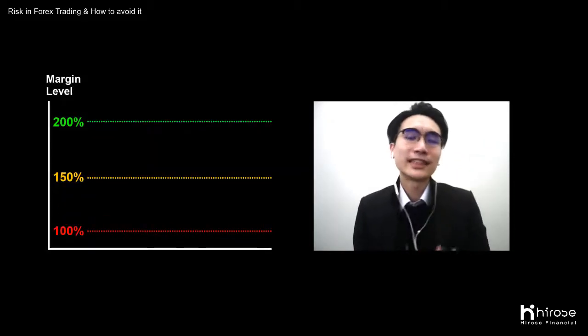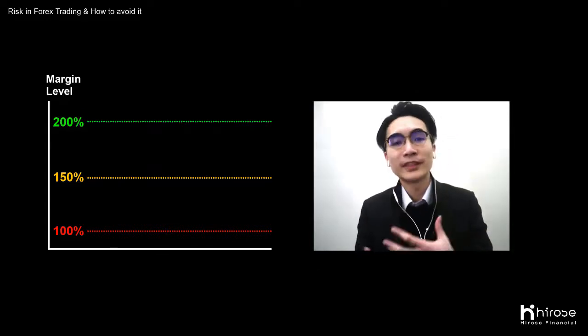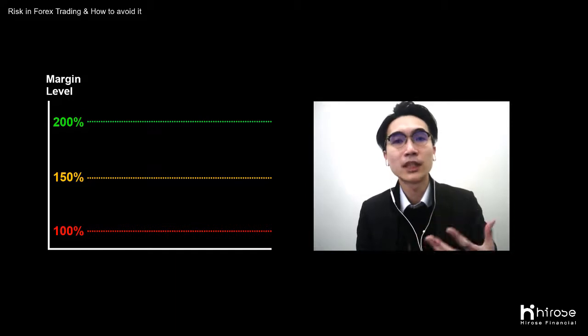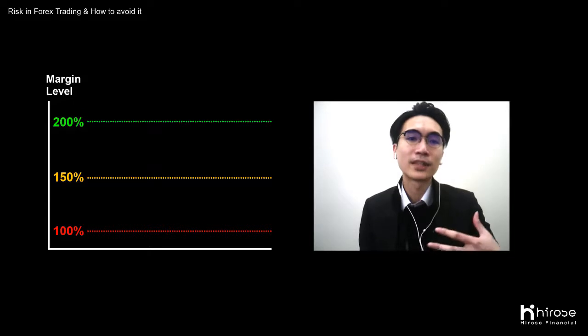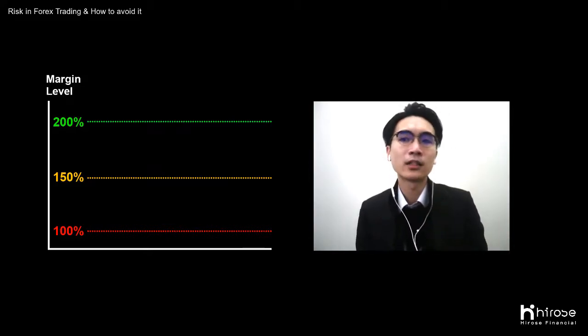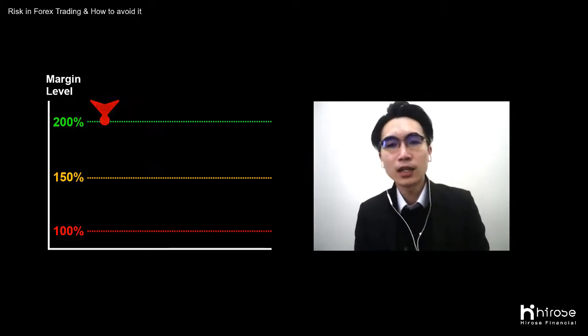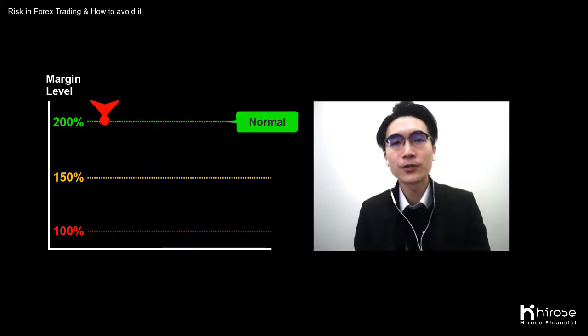Okay, now let's take a look at this chart here. This is a chart that represents the meaning of different margin levels. On the left hand side of the chart, you will see a few different margin levels: 200, 150 and 100. Let's take a look at the meaning of these margin levels. When the margin level is at or above 200%, there's no problem for you to make new trades, or to hold your position.